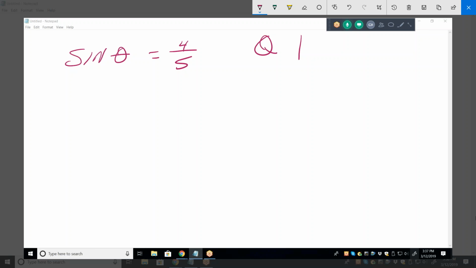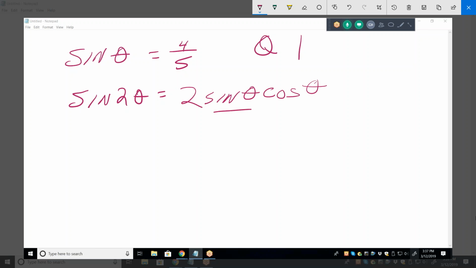So first of all, what is the general formula for the sine of 2 theta? Okay. So that's the best way to do this, because we already know what the sine of theta is, and we can figure out what the cosine of theta is. How are we going to figure out the cosine of theta?